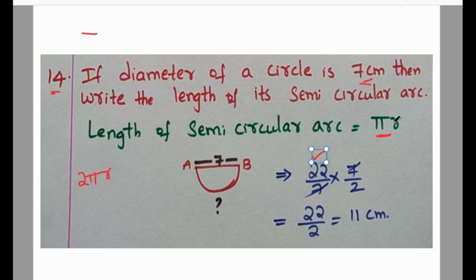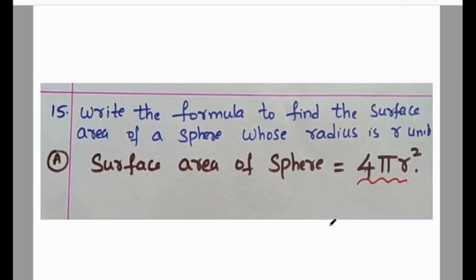So pi value is 22 by 7. Radius is 7 by 2. They have given the diameter of the semicircle, which is 7. So radius will be 7 by 2. 7 and 7 get cancelled. 22 by 2 is 11 centimeters.